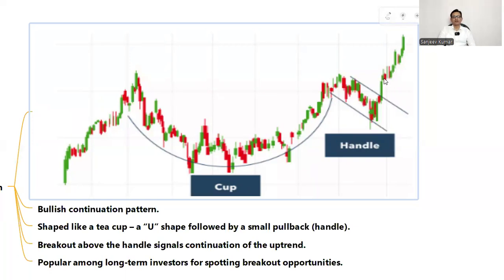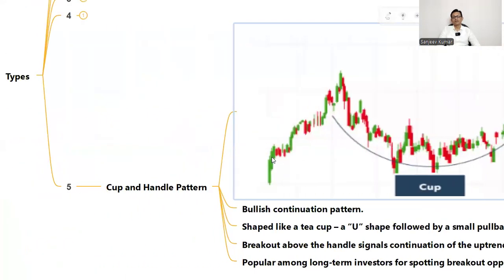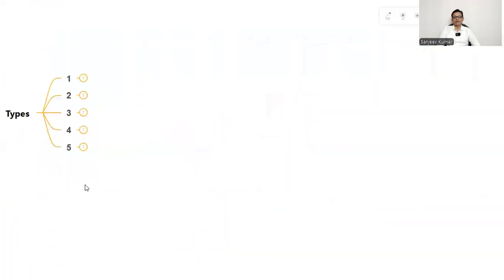And the breakout candle should be with big volume. This is the confirmation of continuation. It means the trend will continue. Share price was in uptrend. In between, there was some consolidation phase, but again, the uptrend will continue. This was the cup and handle pattern.